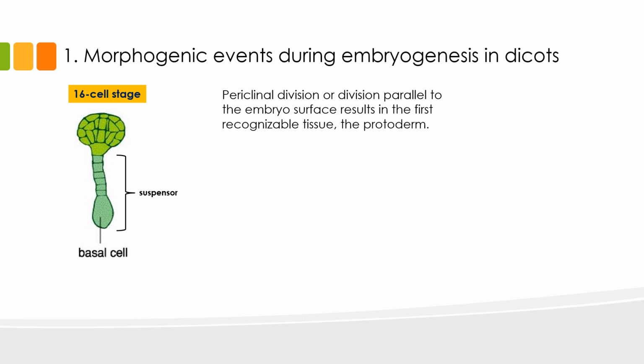Aside from these domains getting more defined, the first recognizable tissue is formed, and this tissue is called the protoderm. The protoderm is the precursor of the epidermis, and in this diagram, that is a set of tissue that is encircled in red.